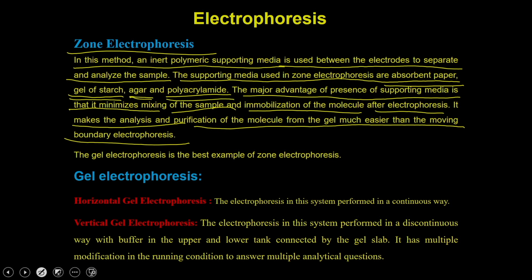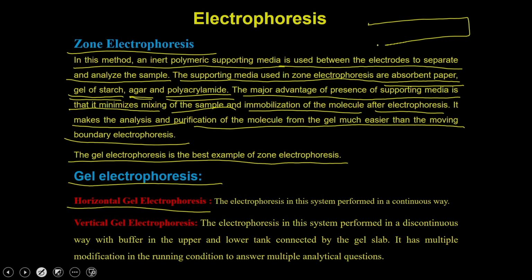The substances used for the supporting media are paper, starch, agar and polyacrylamide. Accordingly, zone electrophoresis is also called gel electrophoresis, and within gel electrophoresis you have two modes in which you can perform it. One is called horizontal gel electrophoresis, which means you are performing the gel electrophoresis in the horizontal direction. The gel electrophoresis in this system is performed in a continuous way. The classical example of this is the agarose gel electrophoresis.